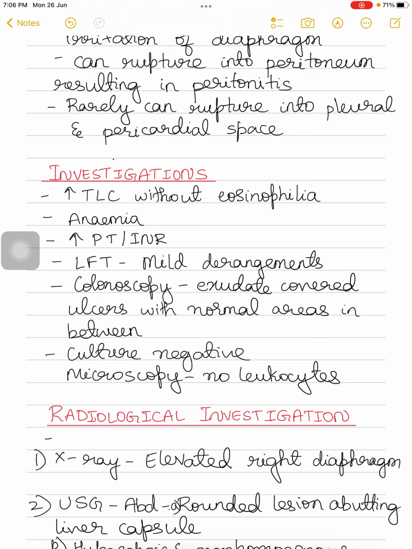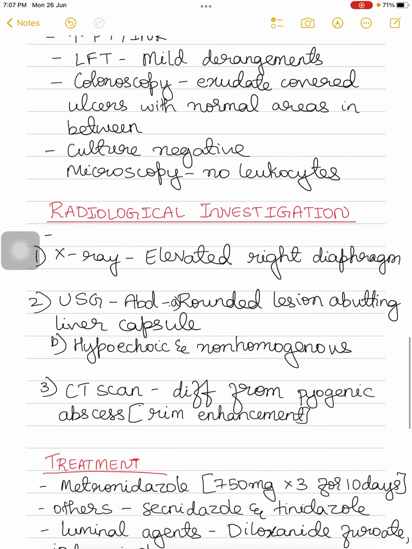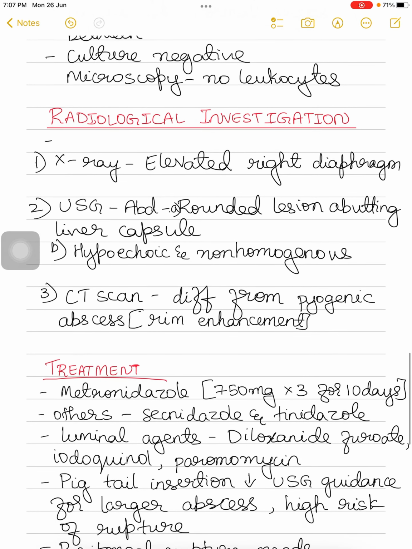When you aspirate, the aspirate is sent for culture. The culture comes negative, and microscopy will not show any leukocytes. Radiological investigation: X-ray shows elevated right diaphragm. USG abdomen shows a rounded lesion abutting the liver capsule. It's hypoechoic and non-homogeneous. CT scan differentiates it from pyogenic abscess, where pyogenic abscess demonstrates rim enhancement.